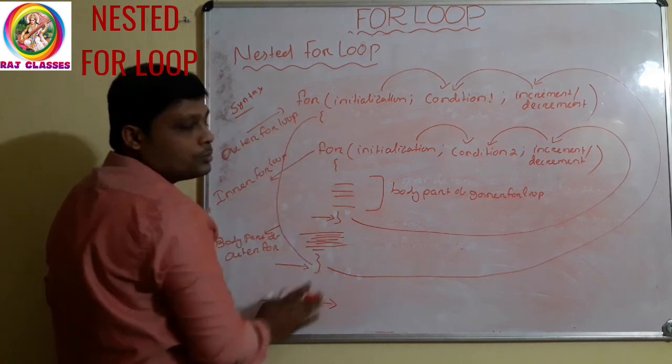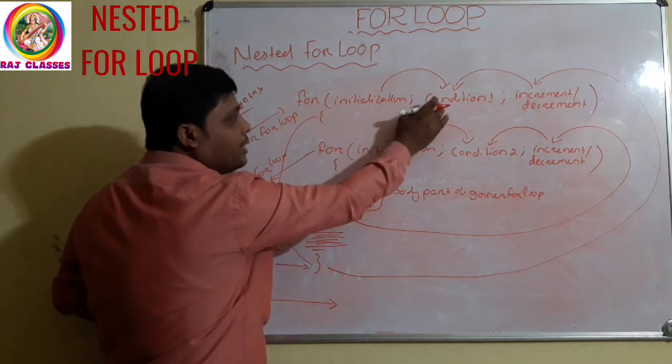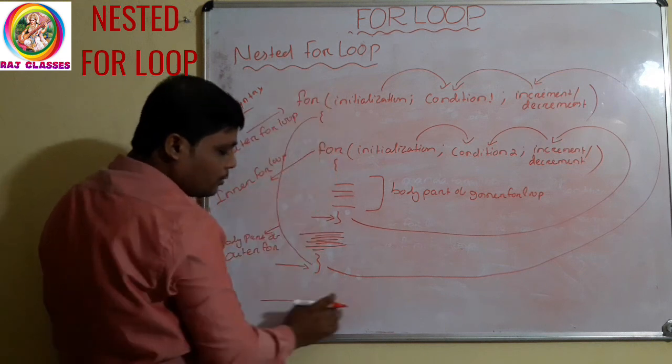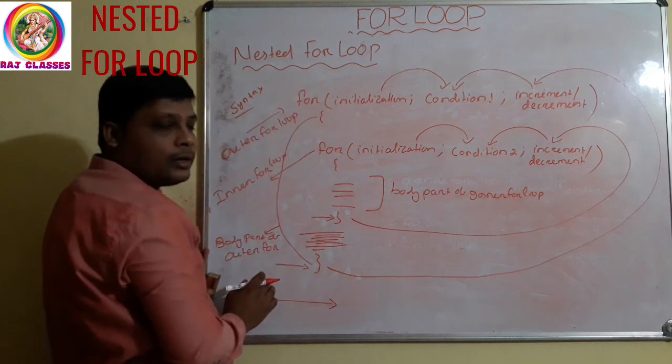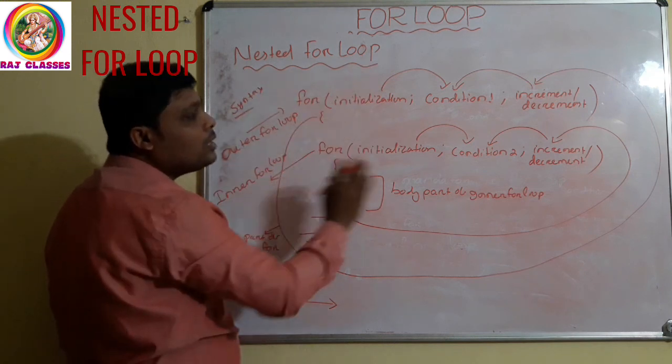That means out of two loops. Clear? When this condition becomes false, the control will go out of this for loop. This is the outer for loop. It will go out of the outer for loop. Clear? This is the procedure of how the nested for loop will execute.